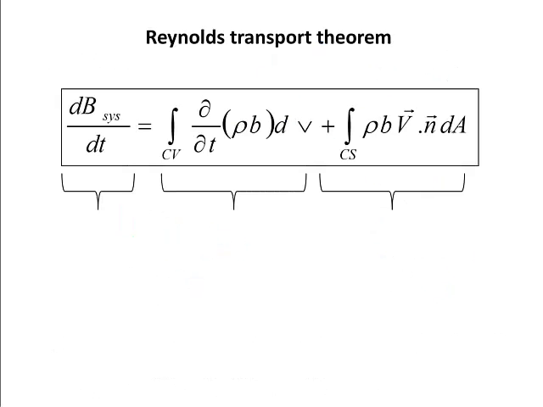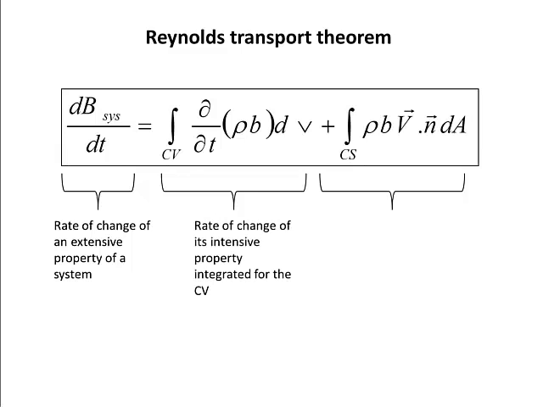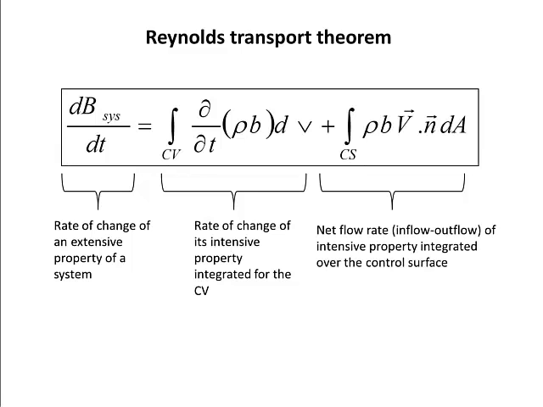Finally, let us review the Reynolds transport theorem. The rate of change of an extensive property of a system is equal to the rate of change of its intensive value integrated over the control volume, plus its net flow over the control surface. The extensive properties of a system can be its mass, momentum and energy. If the extensive property B is the mass of the system, then this equation will be conservation of mass.